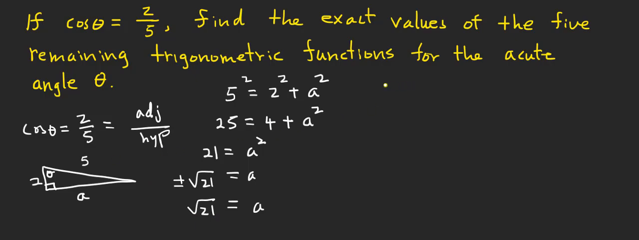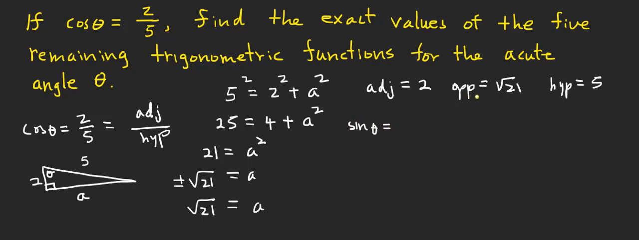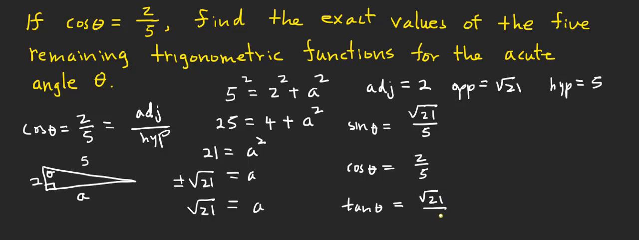So we have the adjacent as 2, opposite as radical 21, and hypotenuse as 5. Since we have these 3 pieces of information, now we could find the remaining 5 values of trig functions. So sine theta is going to be opposite over hypotenuse, so radical 21 over 5. Cosine theta was given, it was 2 over 5. And tangent theta is opposite over adjacent, which is radical 21 over 2.